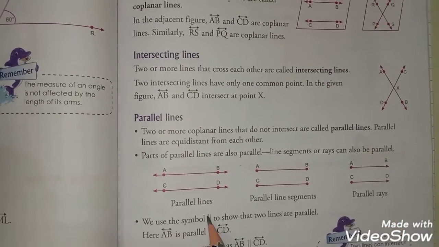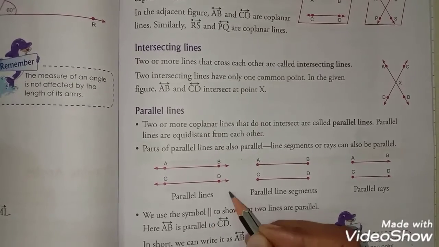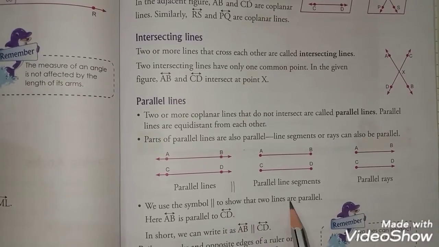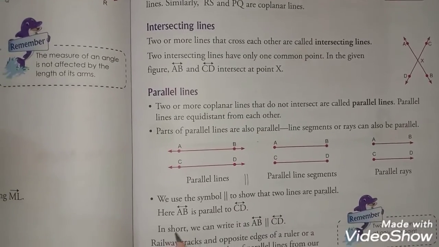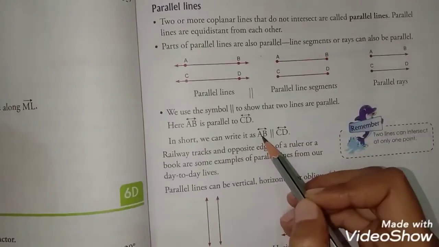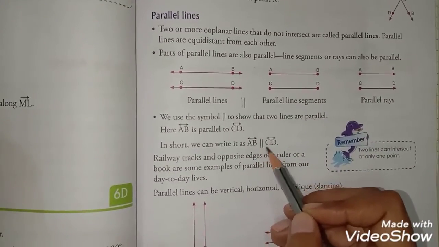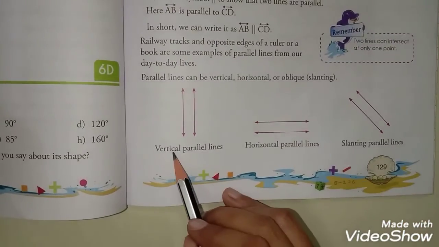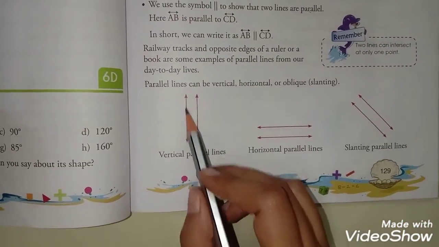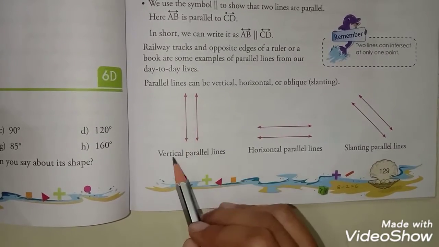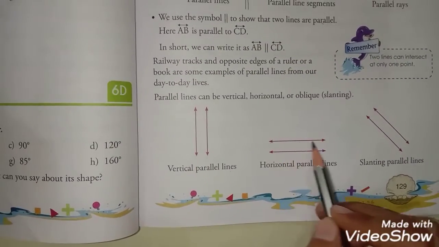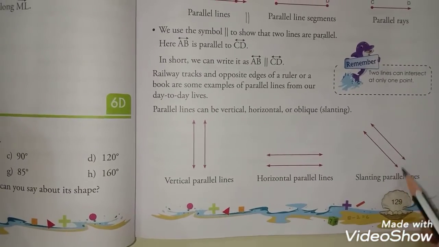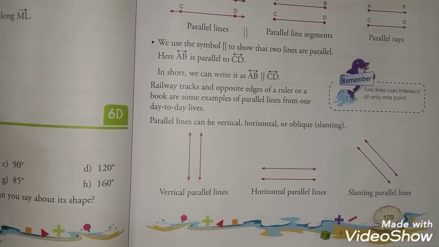We use this symbol, this symbol is known as parallel lines, to show that two lines are parallel. So in short we can write it as line AB parallel to line CD. Now these are vertical parallel lines, these are vertical and parallel. These are horizontal parallel lines and these are slanting parallel lines.